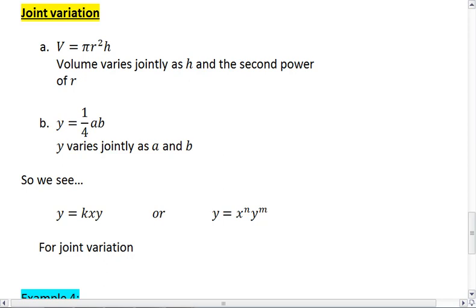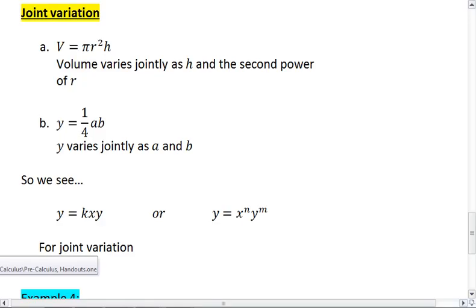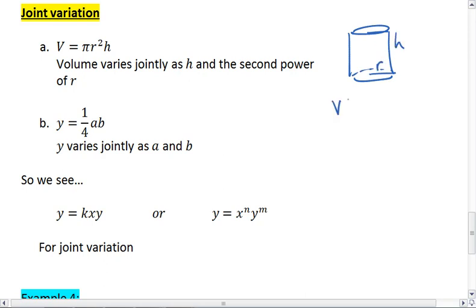With joint variation, what we see is that we have two variables that vary to give our third variable, which is our output. For example, we have v equals pi r squared h, which is in fact the equation for the volume of a cylinder, where we have h and r, and v equals pi r squared h.